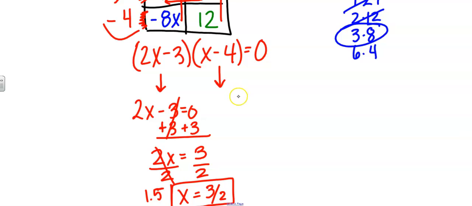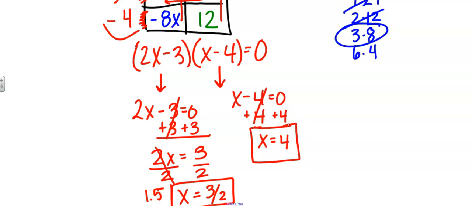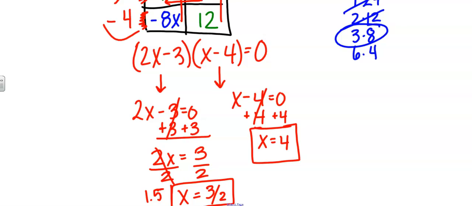If you ever get a decimal that is ugly, that is repeating, that never stops, we do not want to use it. X minus 4, set that equal to 0. We'd add 4 to both sides. X equals 4 would be our other solution. So we received 3 halves, or 1.5, because that stopped and was beautiful, and x equals 4.